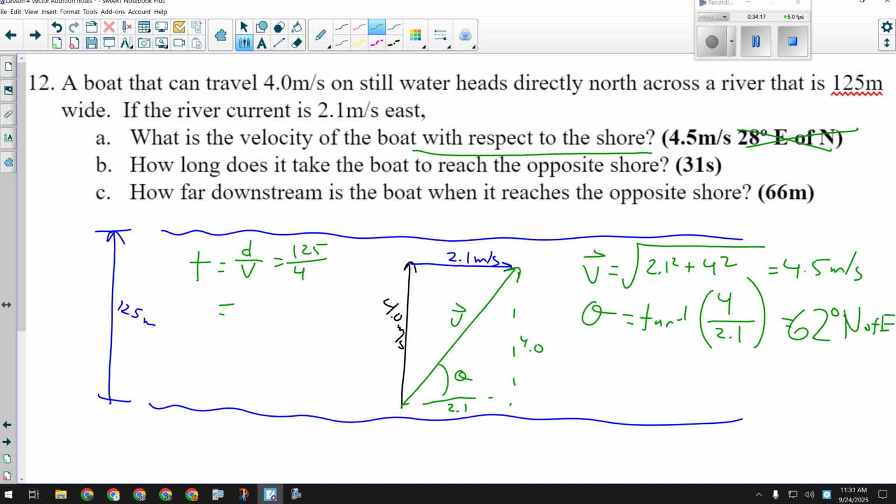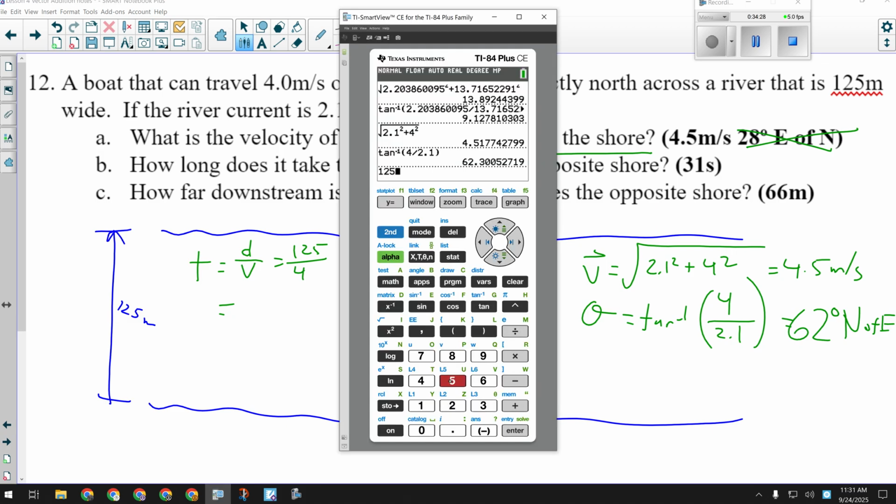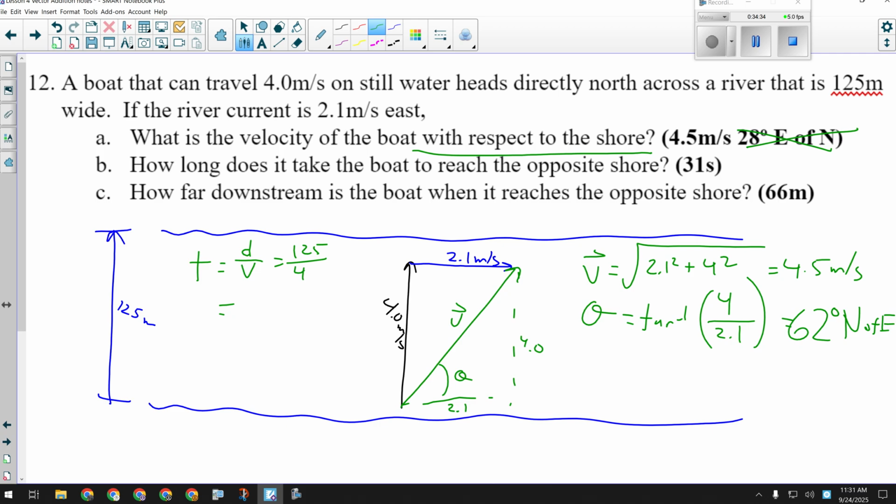Does this get me across? It does, but that's way further than 125 meters. So I would use 125 divided by 4, and that is going to give me 31.25 seconds. I only have two significant digits, so I'm going to knock that part off, and my total time is 31 seconds. Now, here's the thing that Ryan pointed out to me.